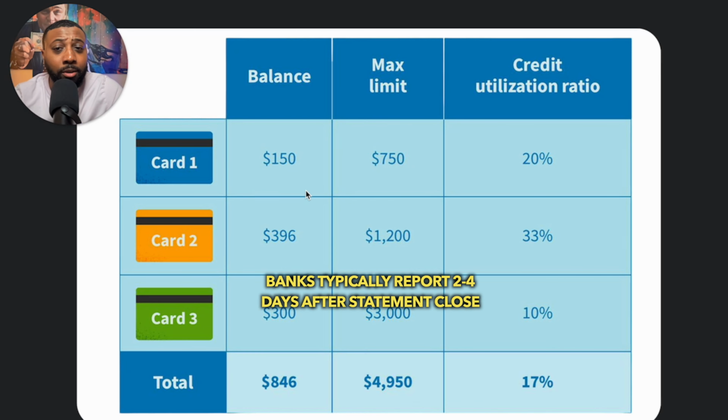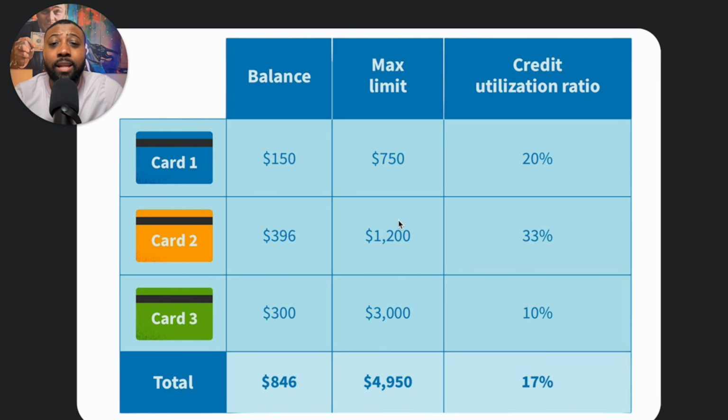So you want to literally pay off this $150 balance first. Then you would want to go to this $300 balance, pay that one off next. And then you would want to go to this balance and pay that one off next. Once you do that, then your total credit profile will be able to be down to 1%, 2%, however it is. And so this is really easy math.